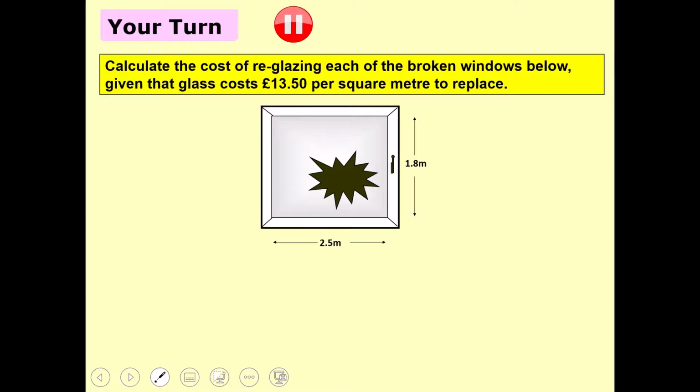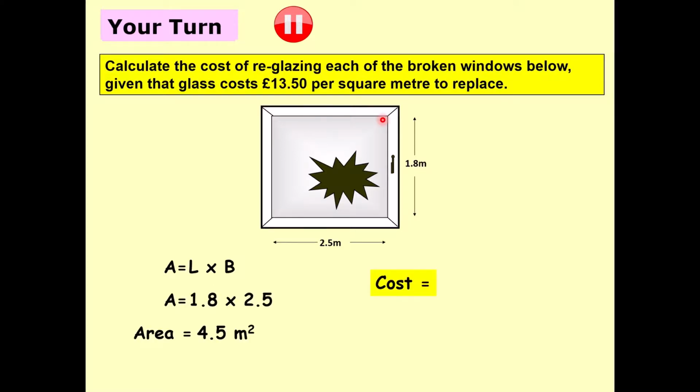Okay, so first we need to know the area of the window to start with. So we can see the actual glass is 2.5 metres by 1.8 metres. So area equals length times breadth. We're going to multiply those two together to give us 4.5 square metres.